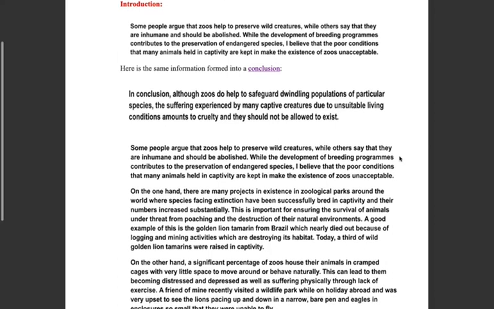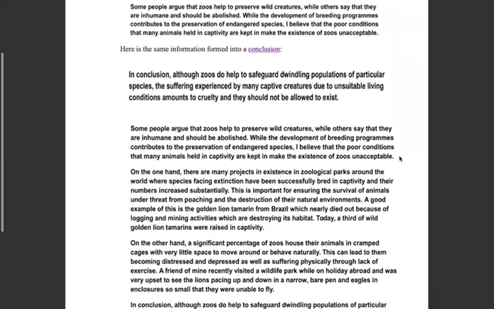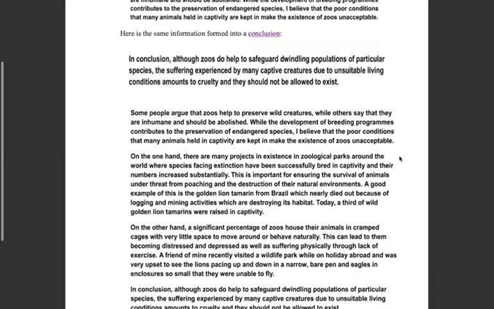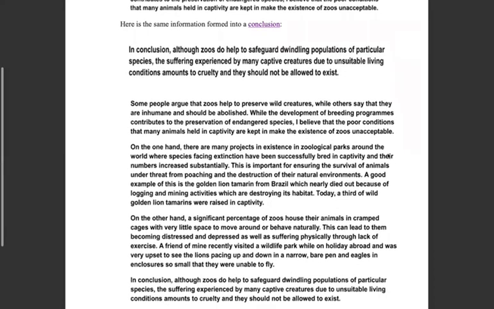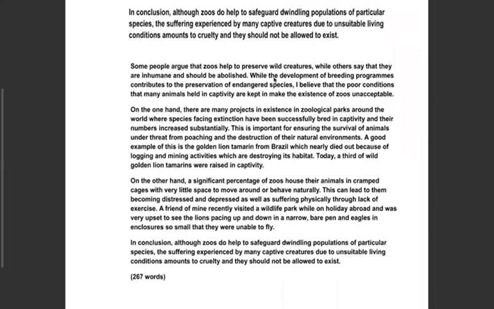So now we come to an end. That's what we have got, the whole essay. So this is the introduction, main body paragraph 1, main body paragraph 2, and the conclusion.